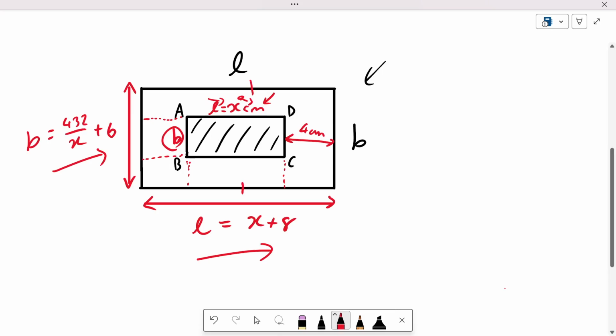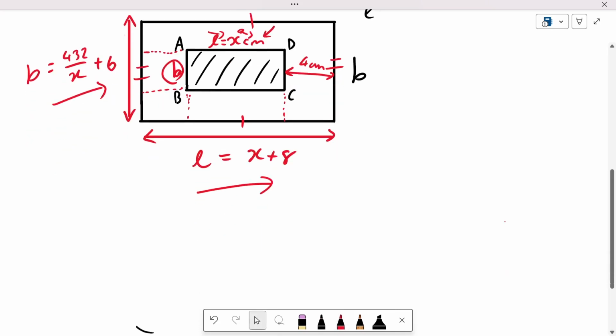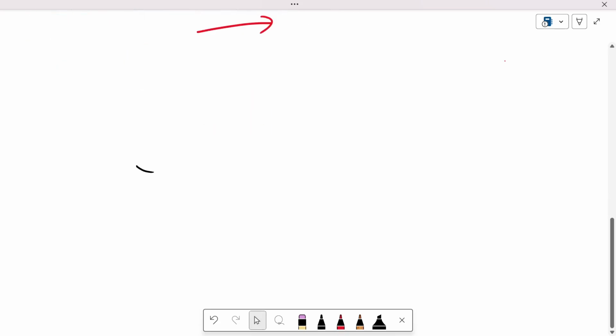The opposite sides are equal in length, like that, and that side is equal to that side. Okay, now let's do the area of the rectangle, and we should know what to do here. So it's going to be the area of, let's just say the poster, I believe it was the poster, is equal to the length times the breadth, and now we just need to substitute.